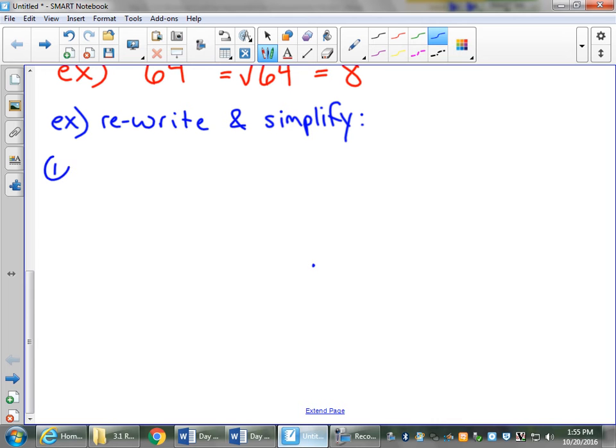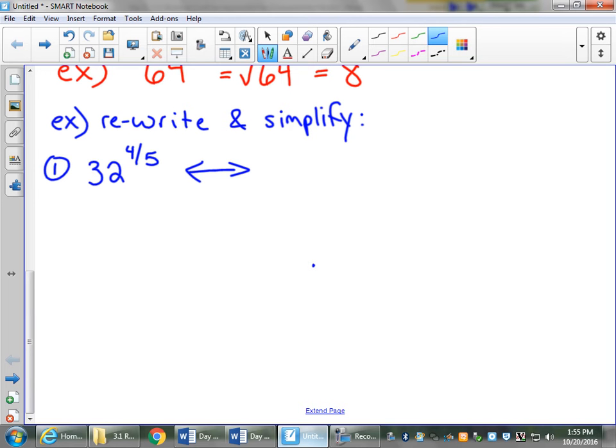So first one, 32 to the 4/5. This is given to us in rational exponent notation. So the first thing I'm going to do is just practice rewriting it in the other notation, which would be radical notation. You're going to look at what root it is. What is the root in this problem? It is 5.